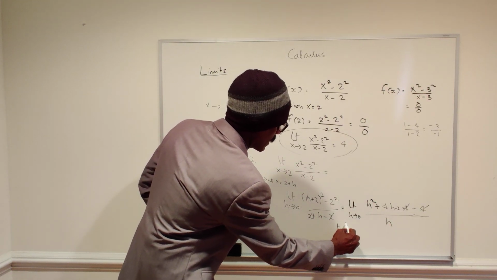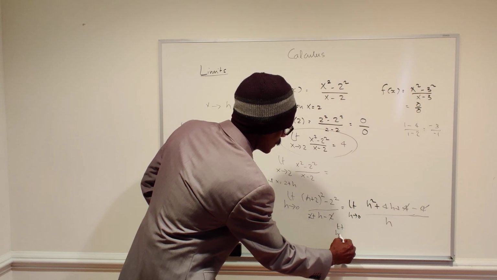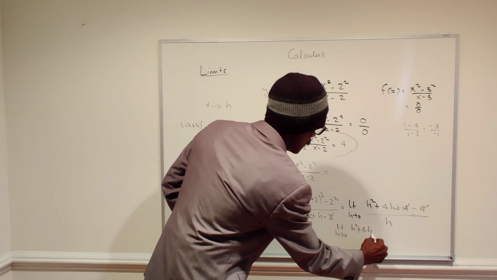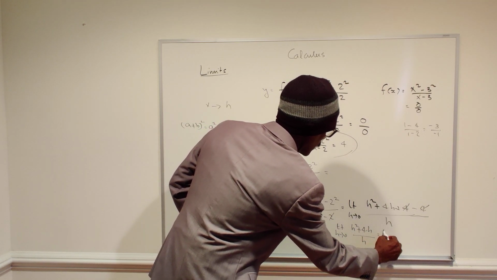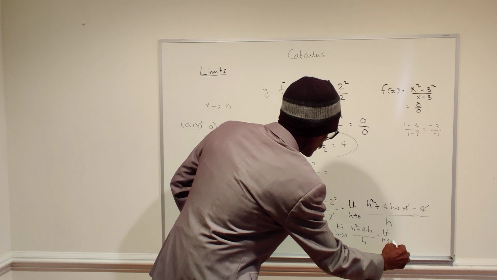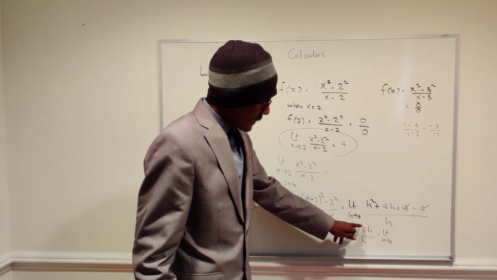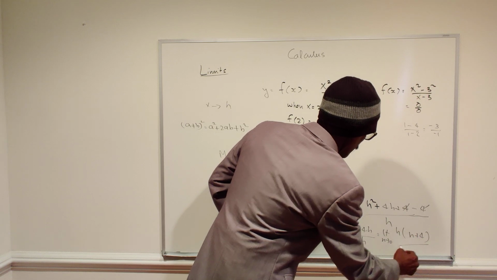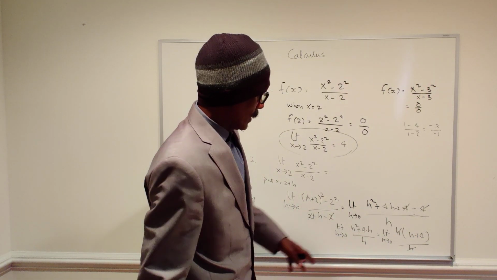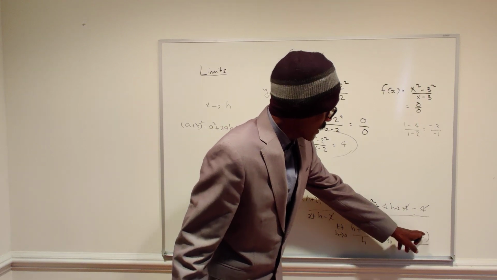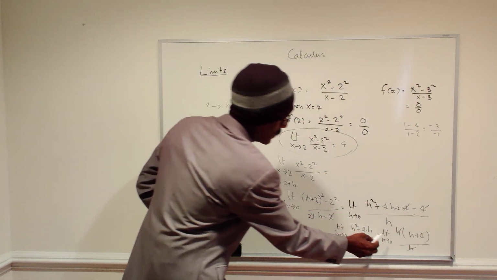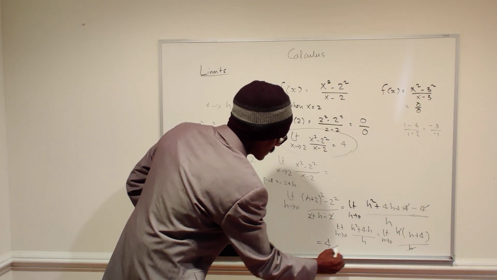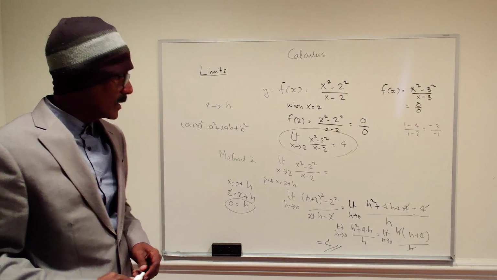Limit h tends to 0, h square plus 4h by h equals limit h tends to 0. You can take out h as a common factor. h plus 4 divided by h. So h cancel. Limit h tends to 0, h plus 4. What is the answer? When you substitute h is equal to 0, the answer is 4. Equals 4. 4 is the answer. That is the third method.